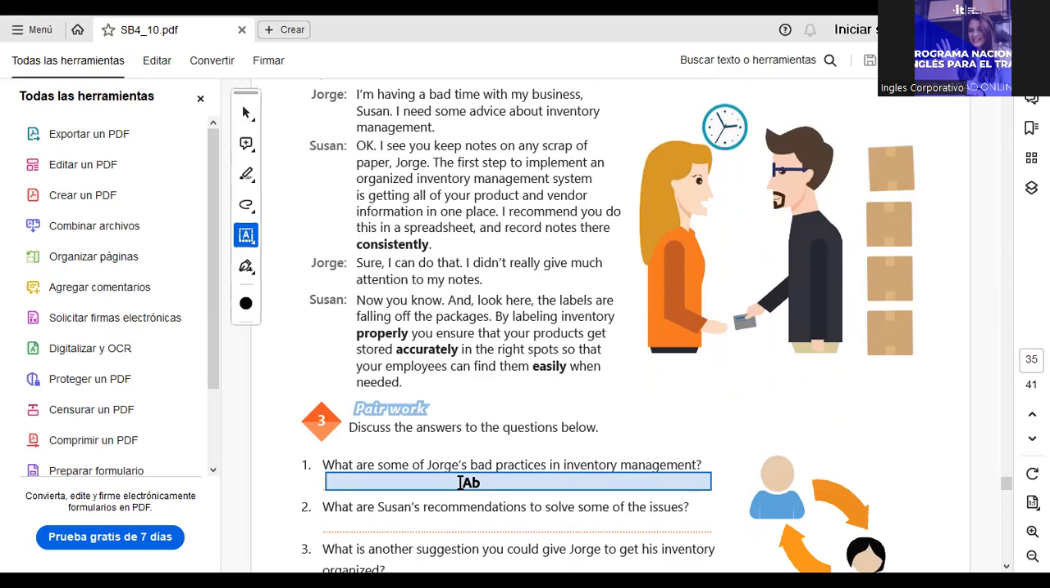What do you think about the first question? Well, about the first question, what are some of Jorge's bad practices in inventory management? Well, Jorge doesn't take notes about it. And also, I think they're not using a system or a process to get all their inventory in order.